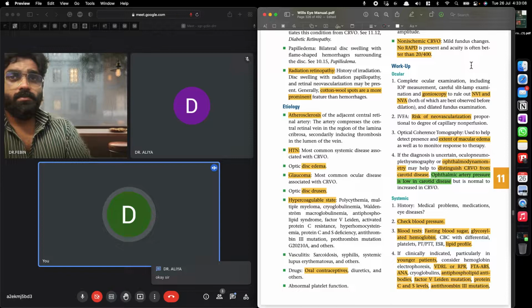How much Ozurdex is given? 0.7. So Rani was how much? 0.5. Ozurdex is how much? 0.7. So it is slightly increasing. So here the patient is neither rich nor poor, somewhere in the middle. You can give Ozurdex.